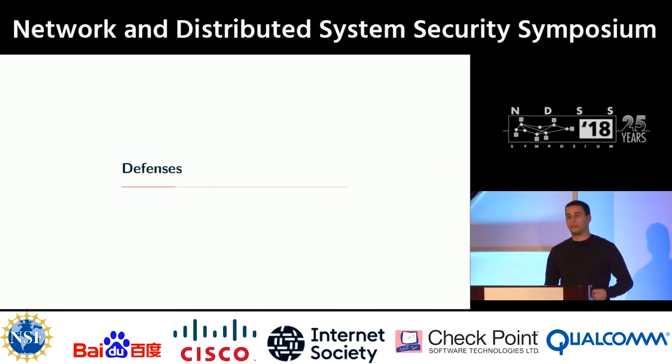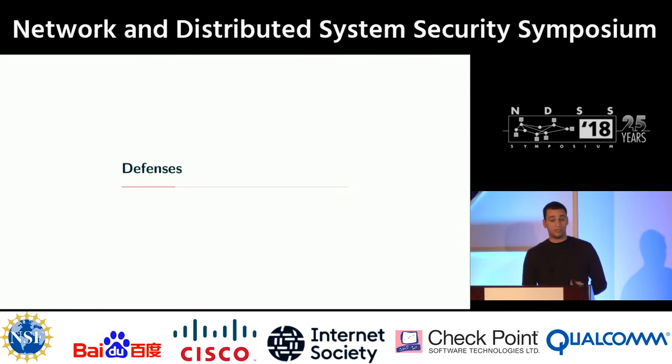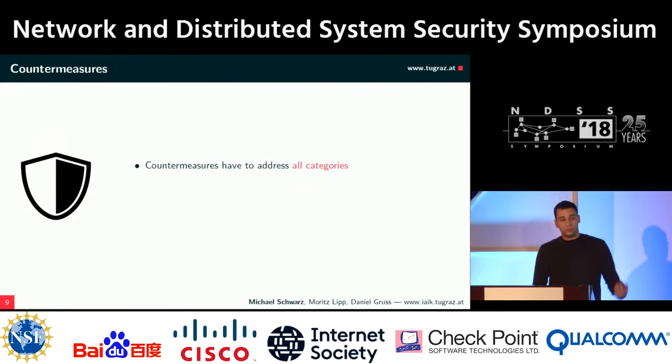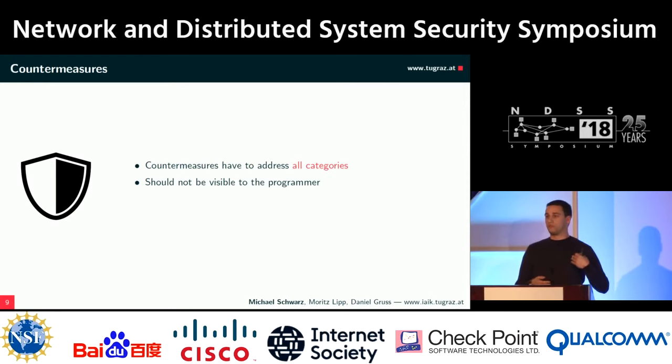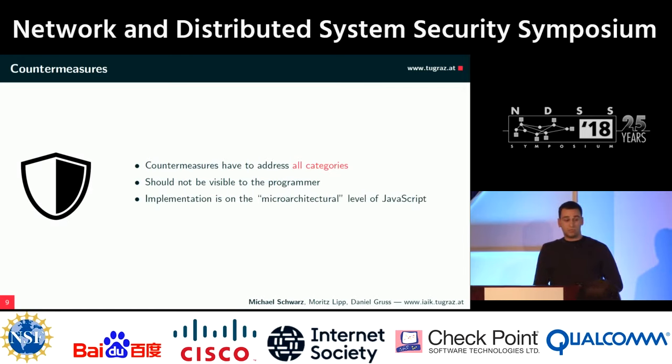So these are the 5 categories we identified in all the attacks that are currently published. And now, after identifying all these categories, we can start building defenses. Our defenses have to address all of the categories, so we have to prevent everything. The best thing would be if our countermeasure is not visible to the programmer. We don't want the programmer to have to do anything to make the web safer. That should be completely transparent, kind of the microarchitectural level of JavaScript, so deep beneath everything the programmer can see.